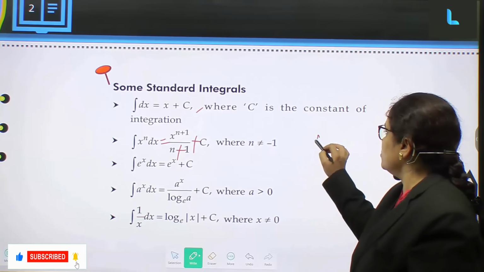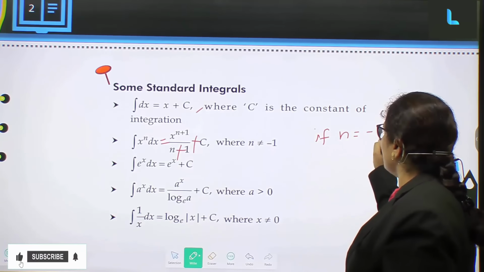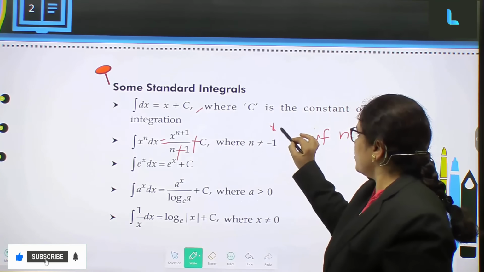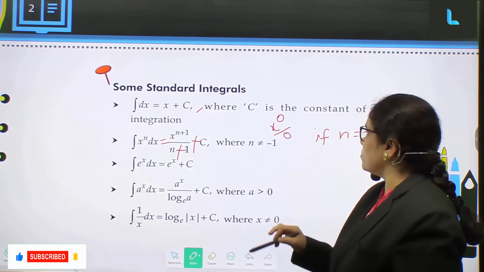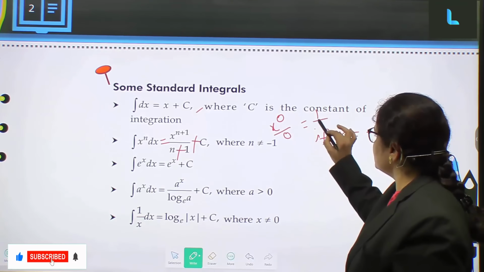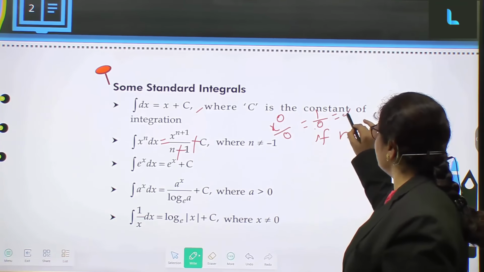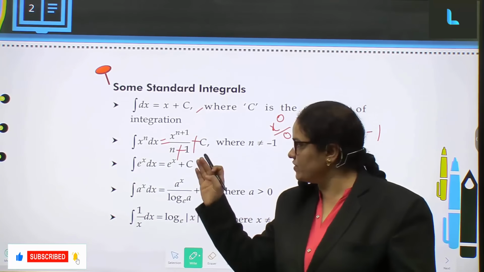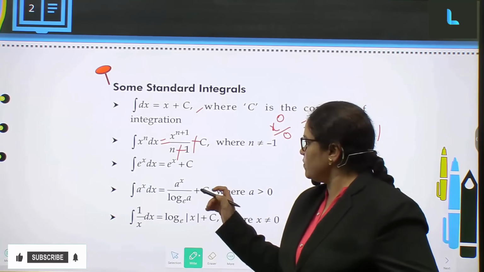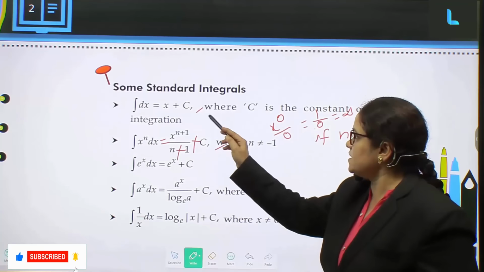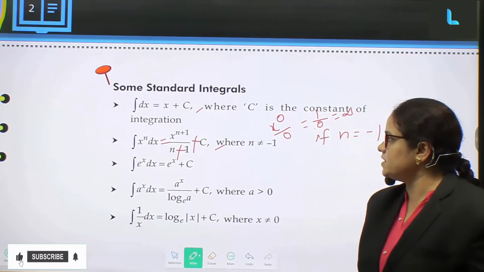If n equals minus 1, then what happens? We get x^0 by 0. Something by 0 means, x^0 is 1, and 1 by 0 is infinity, so this value does not exist, it is not defined. That is why n is not equal to minus 1. This is the second standard integral.